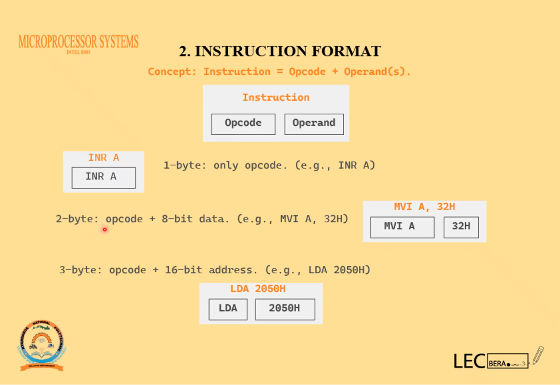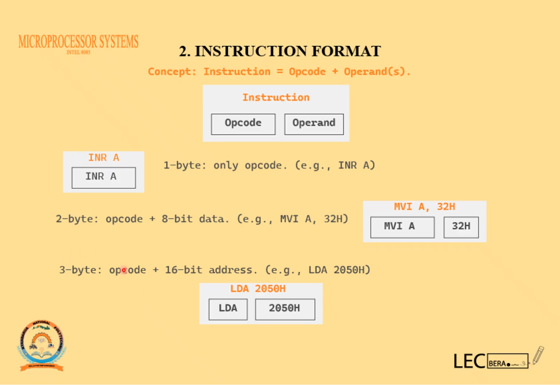Then we have a 2-byte instruction: opcode plus 8-bit data. A 2-byte instruction is 16-bit. Remember, 8-bit forms 1 byte, so 2 bytes is equivalent to 16-bit. So if I have a 16-bit instruction, 8-bit is going to be the opcode, and the other 8-bit is going to be the operand. And this is the instruction.